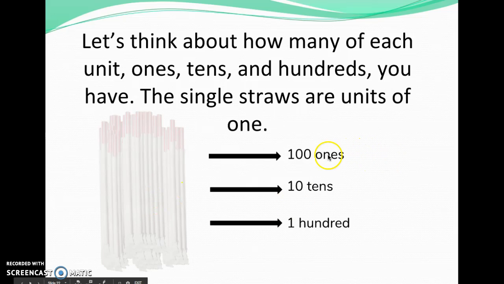So we'll read that one more time. 100 ones. Ones are just individual straws, so single straws. There's 100 ones in here. There's 10 bundles of 10, and there's 100.